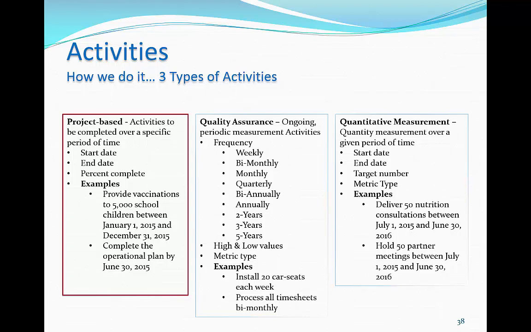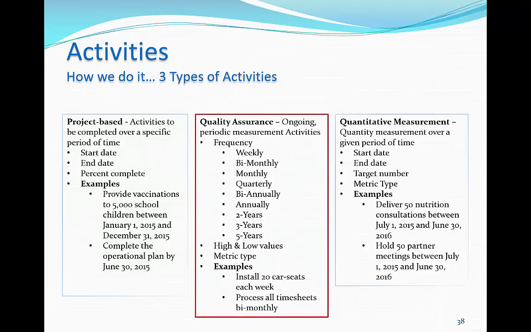The next type of activity implemented was a quality assurance or QA activity. QA activities are activities performed on an ongoing basis and measured regularly. The activities have a frequency which may be any one of these values. QA activities also have a high and a low value, and finally a metric type.